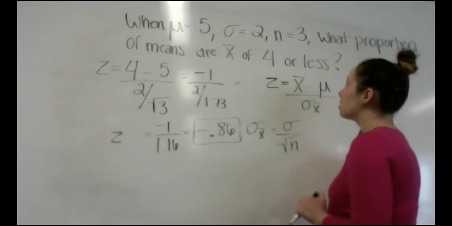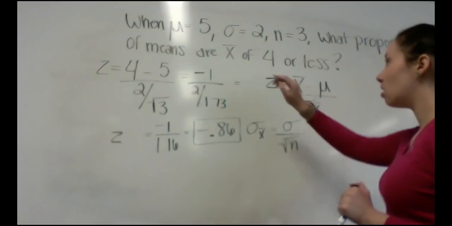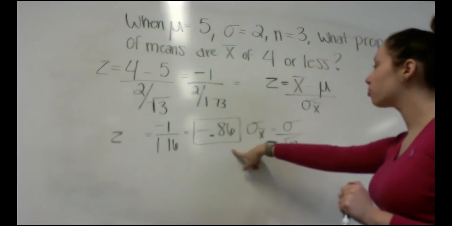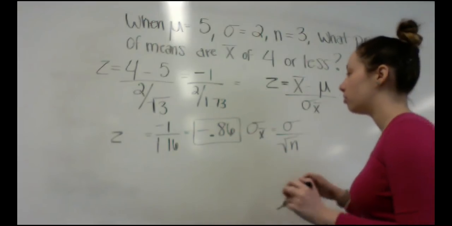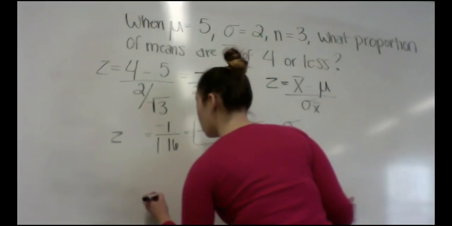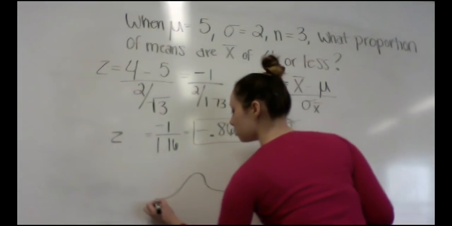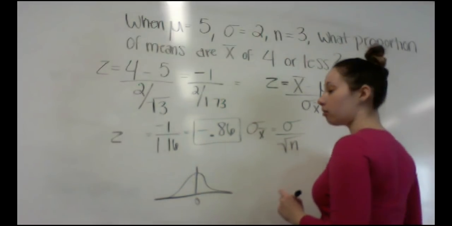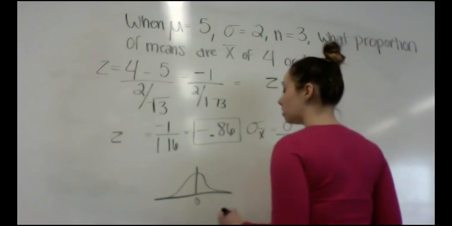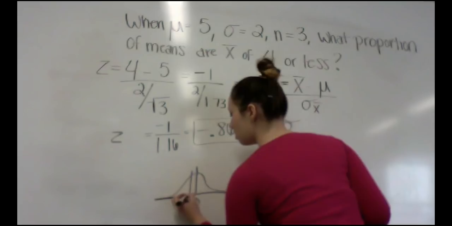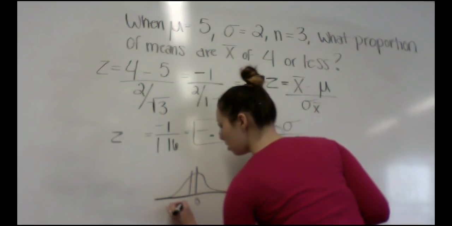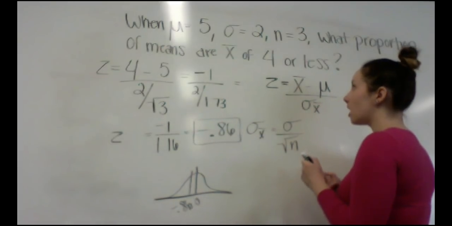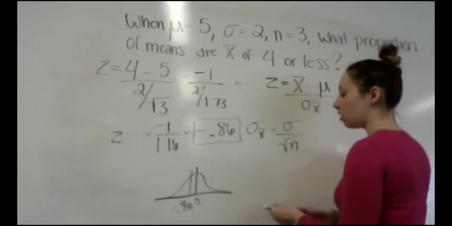So the problem asks, what proportion of means have a sample mean of 4 or less? So we converted that sample mean raw data into a z-score. Now we're going to find out what proportion of the distribution is associated with that z-score, or less. So again, we're going to draw it out. There's our bell curve. 0, of course, always in the middle. Negative 0.86 falls on the left. It's pretty close to the mean because it's a decimal point. So this problem is asking for 4 or less, so that means we are looking for the left side of the distribution.